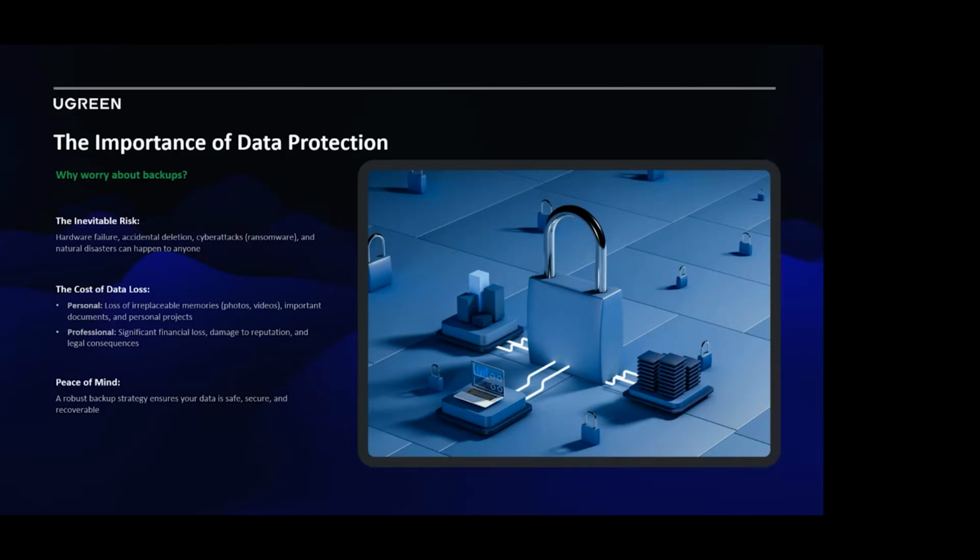NASync makes it easy to implement industry-standard protection like the 3-2-1 backup rule: 3 copies of your data, on 2 different mediums, and 1 offsite. Again, the cost of data loss is really high. When you talk about personal use, your photos and videos are all stored on the NAS. If you lose that, imagine how costly that would be.